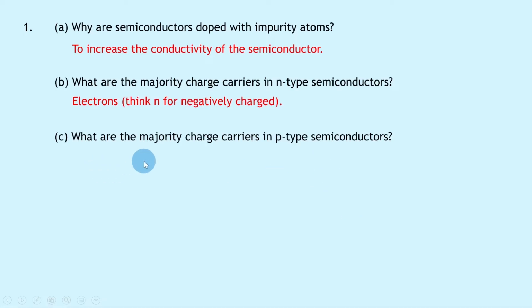For part C, it says, what are the majority charge carriers in P-type semiconductors? So remember, the majority charge carriers in P-type semiconductors are holes. So you could think of the P for positively charged to help you remember that one. However, a key thing to remember is that both N-type and P-type semiconductor materials are neutral overall, even though they have different majority charge carriers.